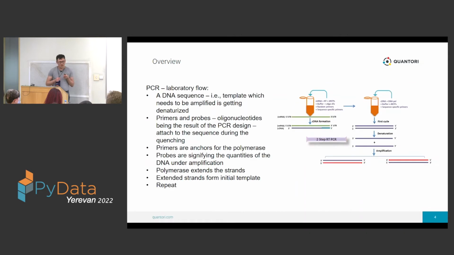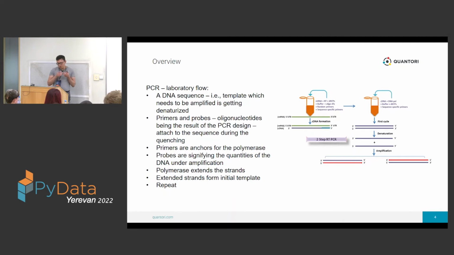So how is it actually used? We have a template, a DNA sequence, and that template needs to be amplified for our purposes. The driving force of that amplification is a set of primers and probes. We basically need two primers and a probe, for example, if we want to execute real-time polymerase chain reaction. Those oligonucleotides need to be designed in advance. Primers are anchors for the polymerase, and probes allow us to identify the quantity of the template being amplified.